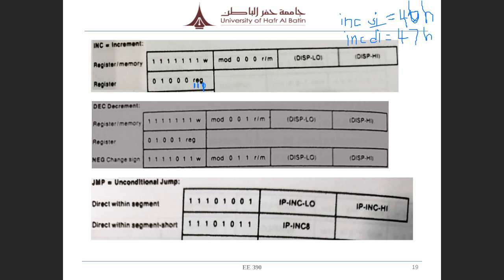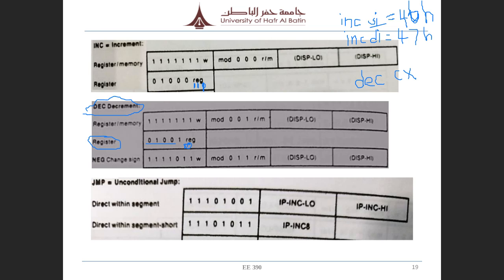Okay, and then our next instruction is decrement CX. What will be the code for this one? Look here, we will use the decrement option, and also the second option, the register. So 01001 and then REG. What is the REG field for CX? The REG field for CX is 001.